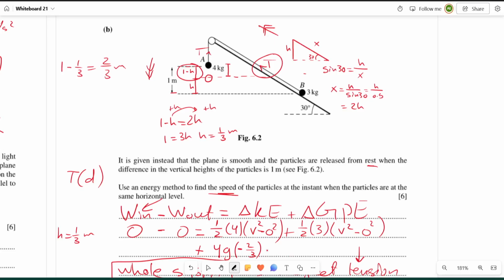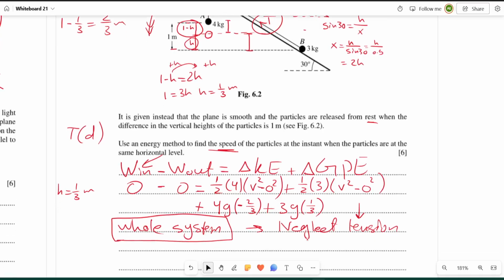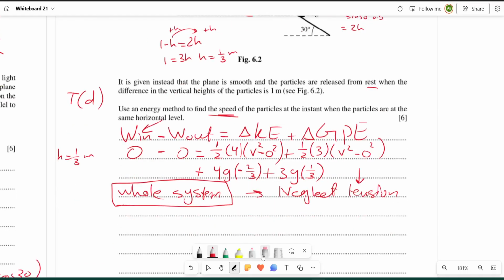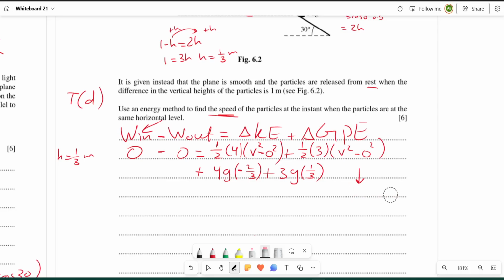Plus mg, so m for B is 3g. And what is the h for B? It basically moved this h, which is 1 over 3. And is it positive or negative? Yes, it should be positive, right? So mgh. And from this equation, I can just straight away solve for my velocity.